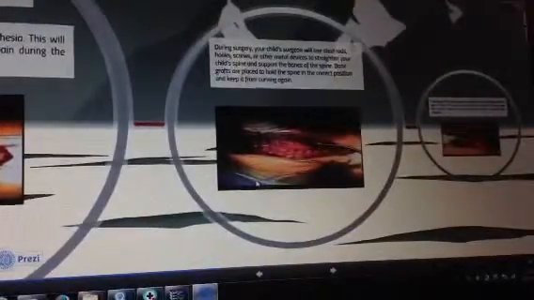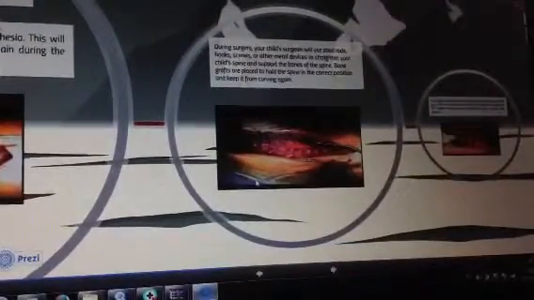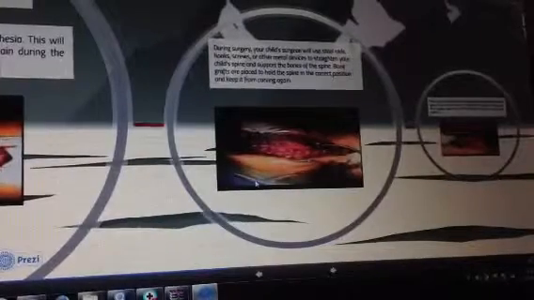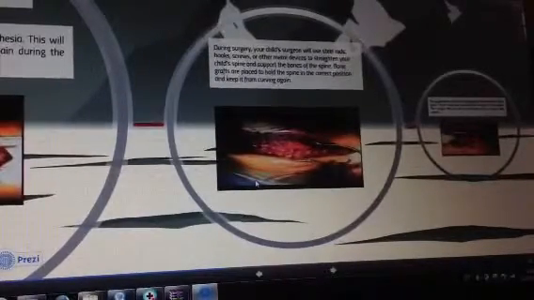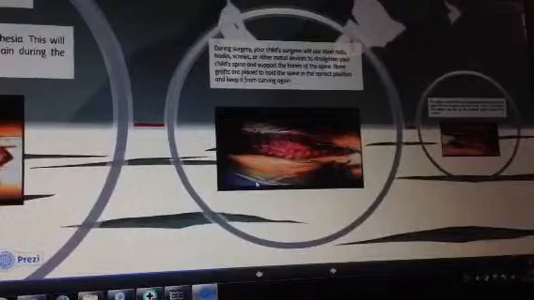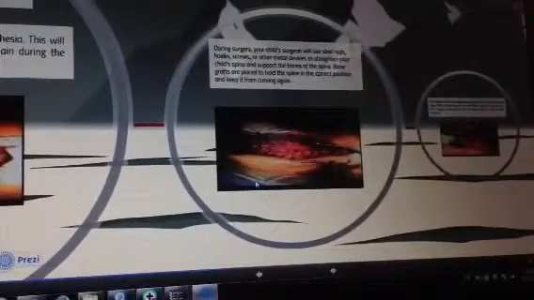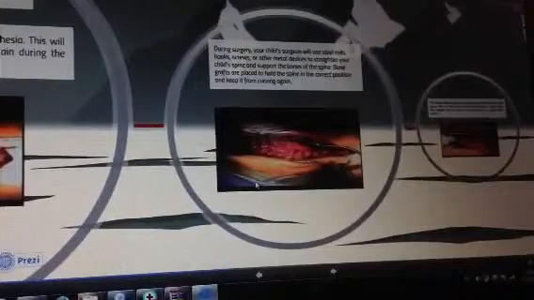During surgery, your child's surgeon will use steel rods, hooks, screws, or a metal device to straighten your child's spine and support the bones of the spine. Bone grafts are placed to hold the spine in the correct position and keep it from curving again.